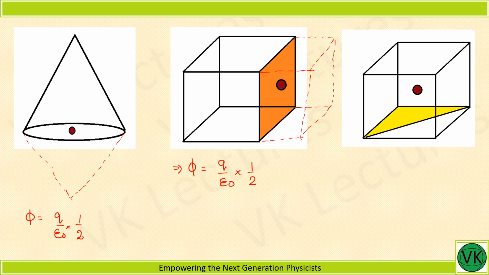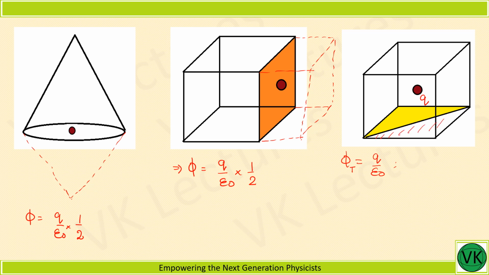Now here is a slightly different case from the previous ones. We have a square enclosing a charge q which is inside the square, but we are asked to find out the flux through the shaded region, the yellow region here. And now we can consider that the total flux phi is equal to q by epsilon naught. This is total, and similar to this shaded region, we have another shaded region here.